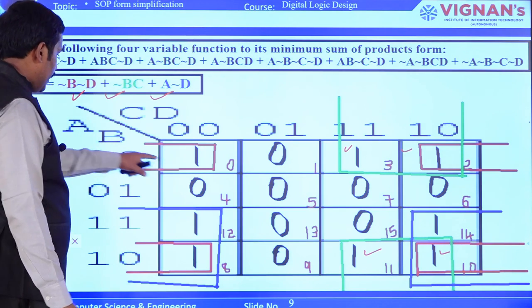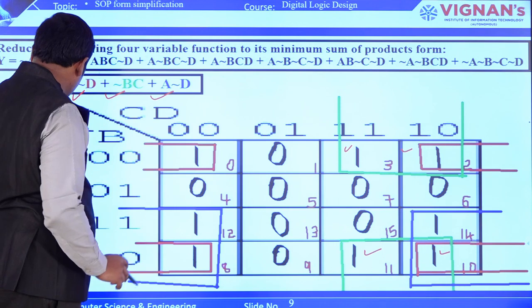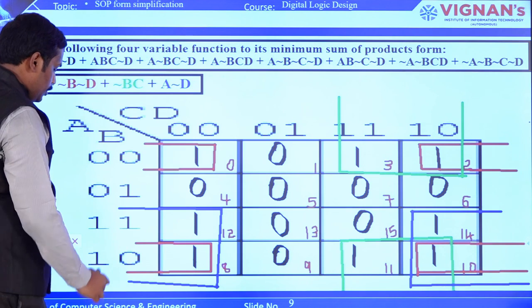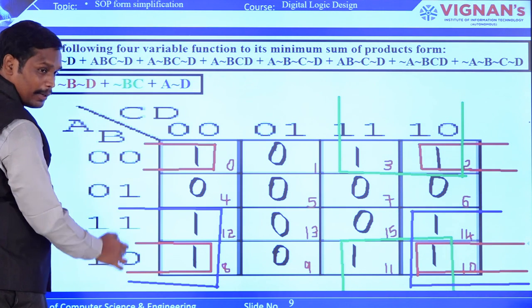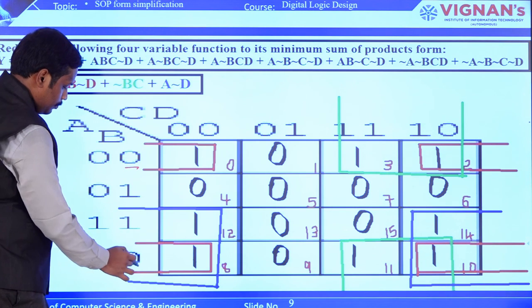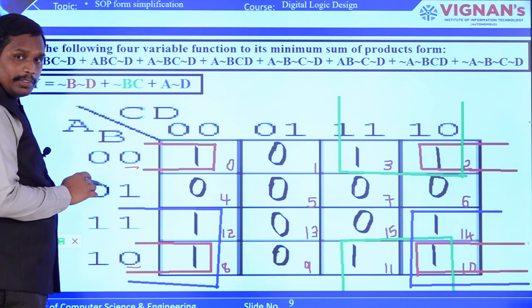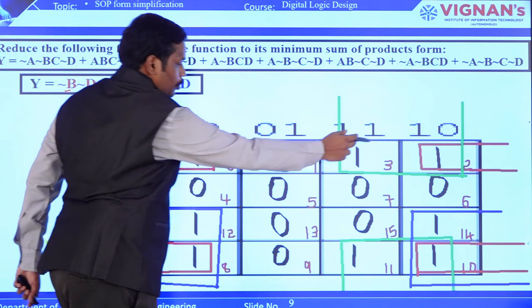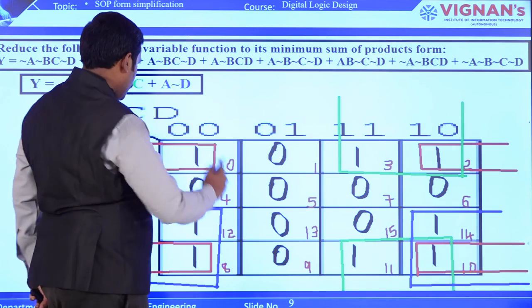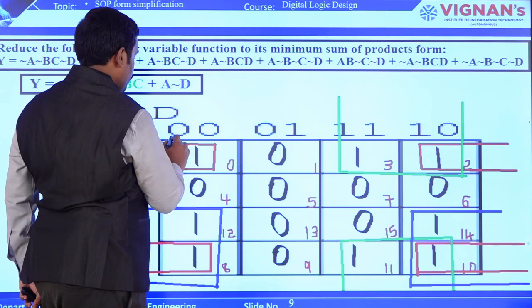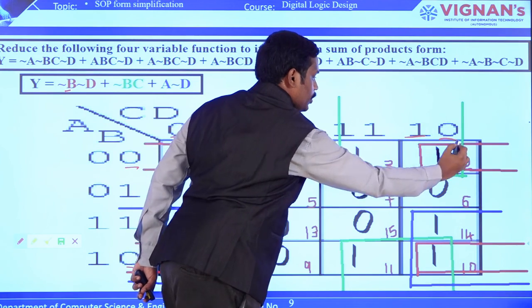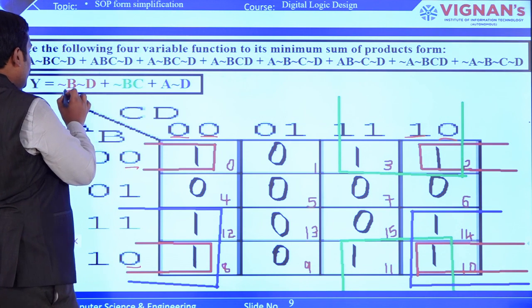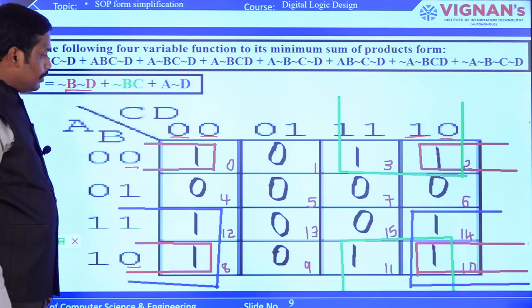So for red, we'll see that 4 corners are 1. How did you get B bar, D bar? Because here you can see in these 2, what is the common variable? That is B, B bar, because it is represented with 0. So that is the reason why I have written B bar in these two. Or these 2, which is a common term, that is here you can see which variable is common, that is D in complemented form. That is why it is B bar, D bar. Clear? So that is the first group.